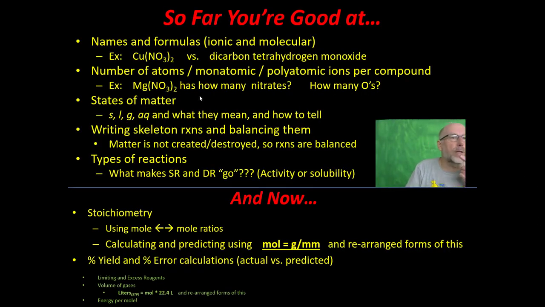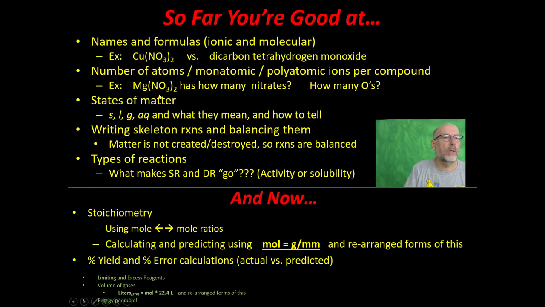All right, so far you guys are good with the names and formulas of ionic and molecular compounds. Cu(NO3)2, of course, is copper(II) nitrate because copper has a plus 2 charge. Dicarbon tetrahydrogen monoxide indicates it's a molecular compound. We use mono, di, tri, tetra. You are good at knowing the number of atoms, the number of monoatomic and polyatomic ions per compound. For example, Mg(NO3)2. A couple questions.